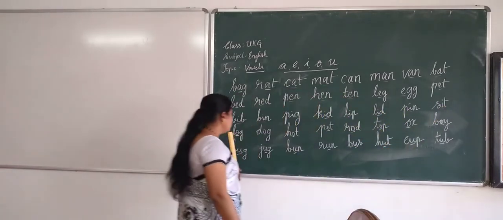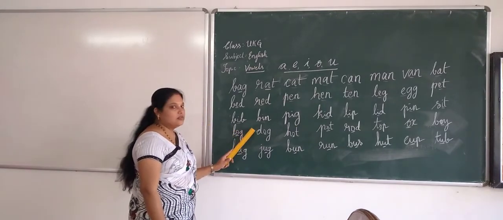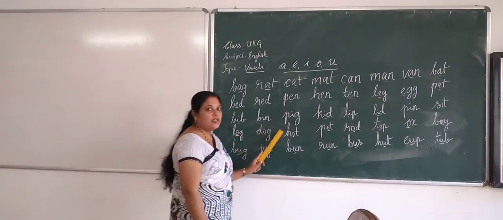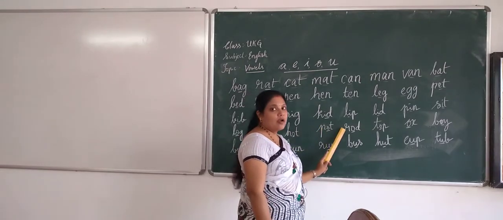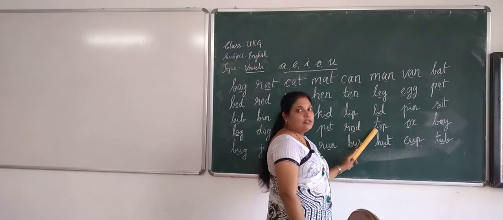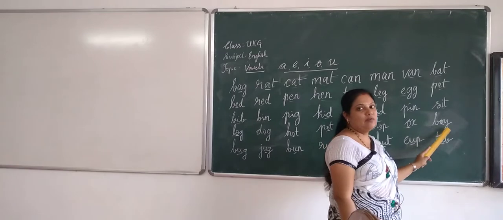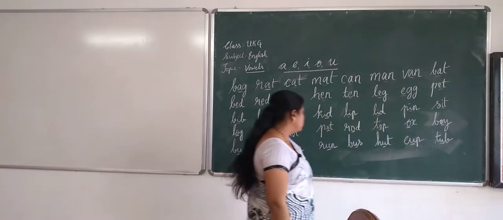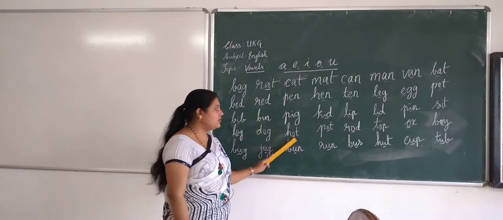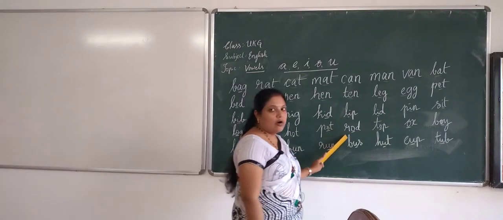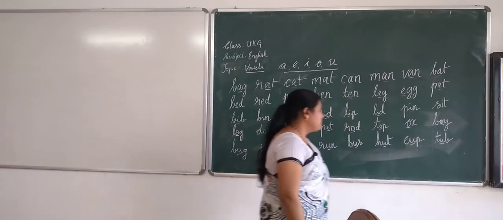Okay, see this one? Log. L-O-G, log. D-O-G, dog. H-O-T, hot. P-O-T, pot. R-O-D, rod. T-O-P, top. O-X, ox. B-O-Y, boy. Okay, shall we read this? Log, dog, hot, pot, rod, top, ox, boy.